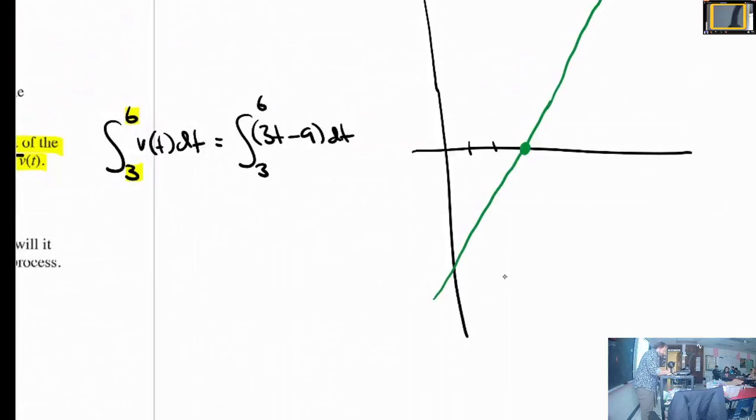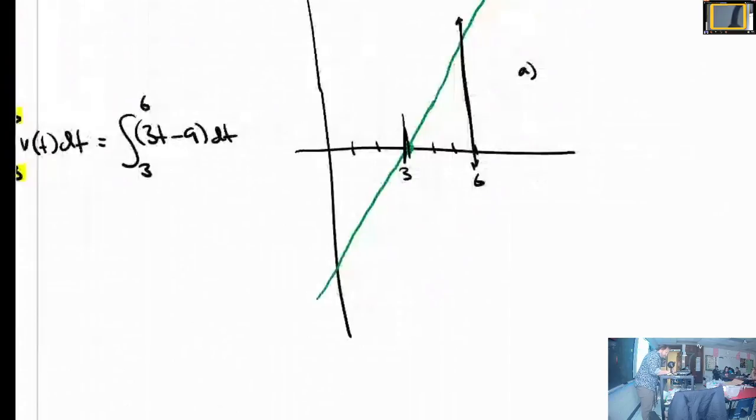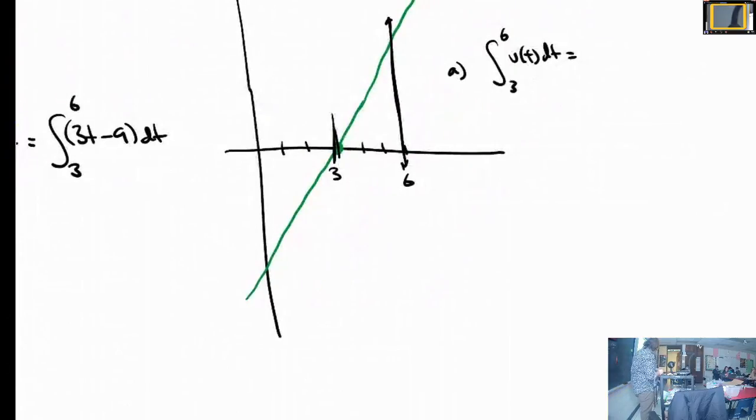And as far as, let's see, 4, 5, and 6, as far as the answer for this first problem goes, we're going for the area under the curve from 3 to 6. It's just going to be a triangle, so we could easily find it by using the triangle formula. So for part A of this problem, the integral from 3 to 6 of v of t dt is just going to be equal to the area of this triangle, which is going to be 1/2 times 3 times, you got to think for a minute, what's 3 times 6? 18. 18 minus 9 is 9. Boom.